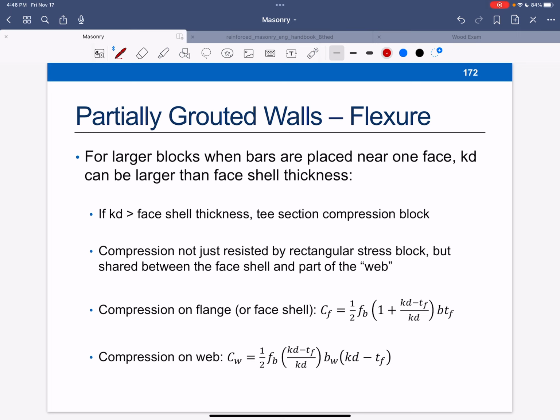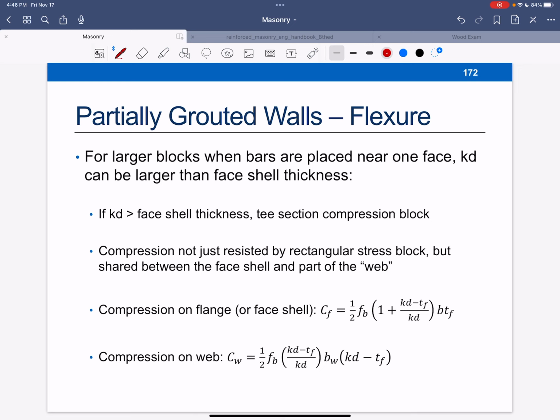If I have a really large block and the bars are placed closer to the opposite face of the compression side, you can have that T-beam situation. We are not going to do an example with that situation. It's not something you're going to remember if you go back and do masonry. You're more likely to get the kd in the face. So I'm not going to go through an example with this. But what I will say is it works similar to what we're used to. Instead of my a's and Whitney stress blocks and all that, it's a little more direct.